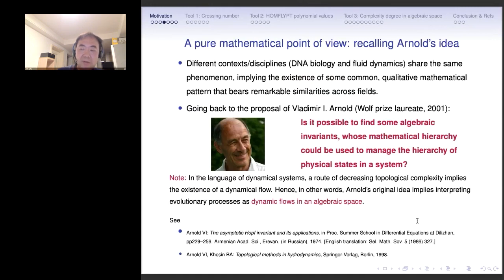The above phenomenon is just a recall of a memory about Vladimir Arnold's proposal a long time ago. He proposed: is it possible to find some algebraic invariants whose mathematical hierarchy could be used to manage the hierarchy of physical states in the system? That means maybe we can find some mathematical system to manage the physical system. So that is Arnold's thinking.